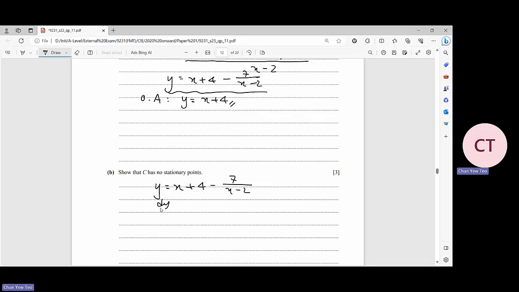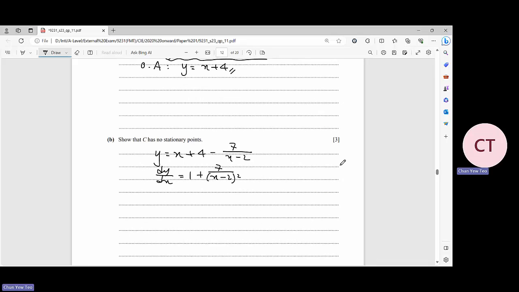Now for dy/dx, I get 1 plus 7 over x minus 2 squared. So you can see that if dy/dx equals 0, that means 7 over x minus 2 squared will be negative 1. There will be no real solution. So therefore, your C has no stationary point.